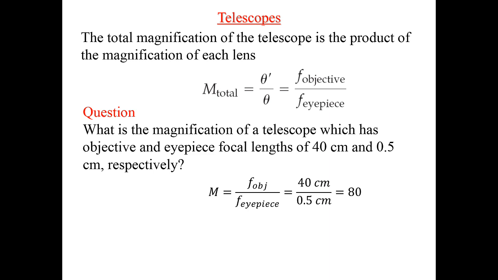So remember, if you know the length of the telescope and you know one of the focal lengths, say you know the focal length of the objective, then the focal length of the eyepiece is the length of the telescope minus the focal length of the objective. And then once you know both focal lengths, you can find the magnification by dividing the focal length of the objective by that of the eyepiece.